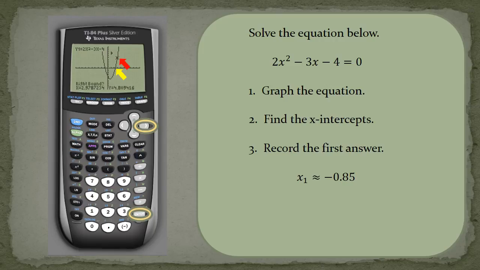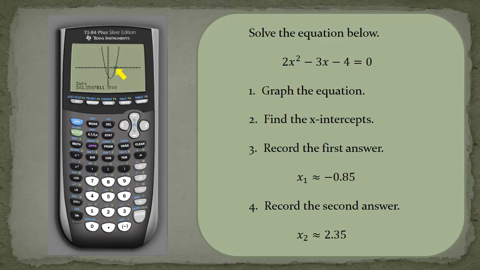Move your cursor to the right side of the x-intercept and hit enter again. The right bound itself usually works well for the guess, so you just simply hit enter once more. Our final answer pops on the screen when the cursor jumps to the x-intercept. In this case, the second answer is 2.35 once it's rounded.